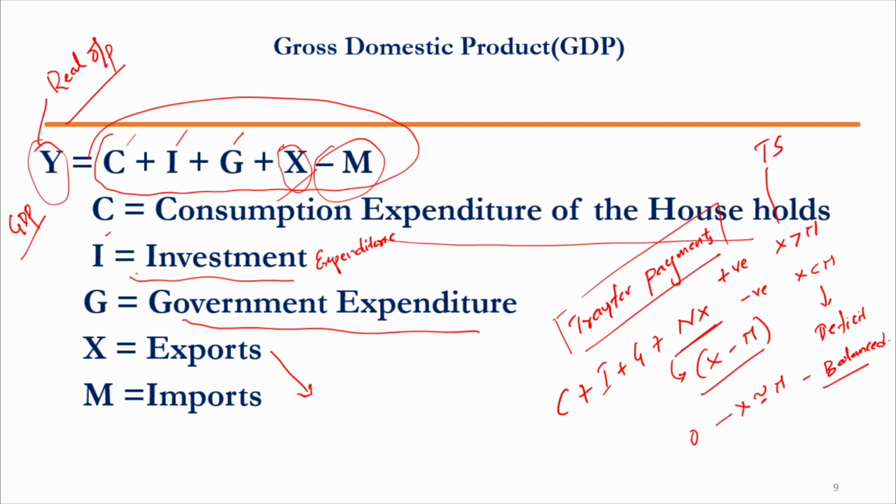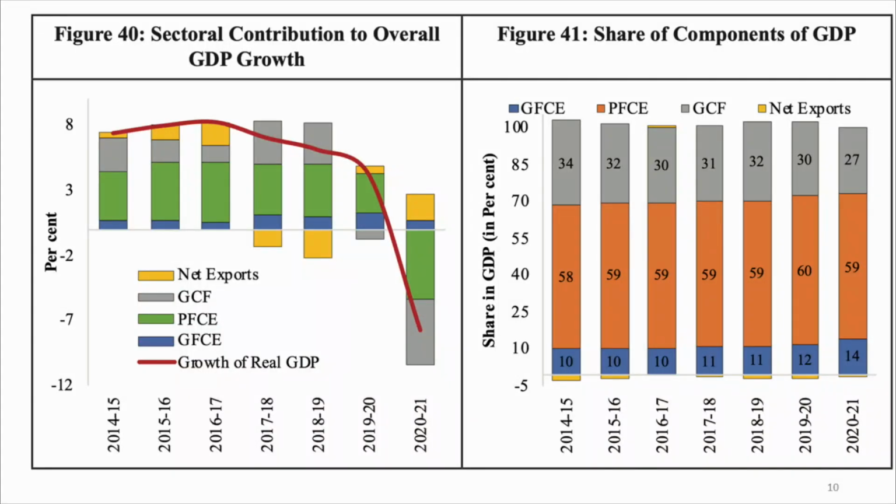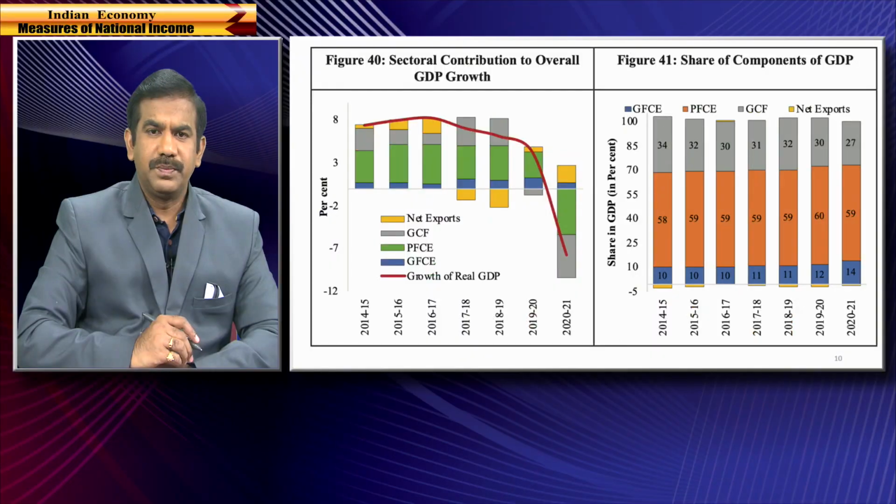Now I would expect you to find out whether India has a trade surplus, a trade deficit, or an exact balance in trade. So, this is how we define GDP. Now, let us look at the second measure of national income. Before going to it, let me also show you the current economic data of India. This is what I collected from the economic survey.